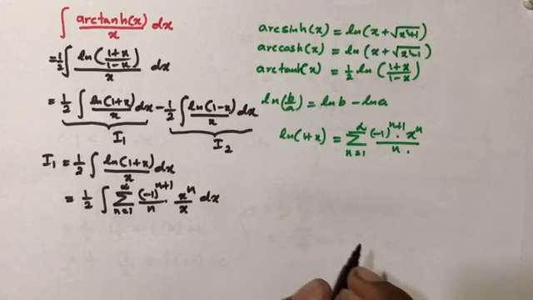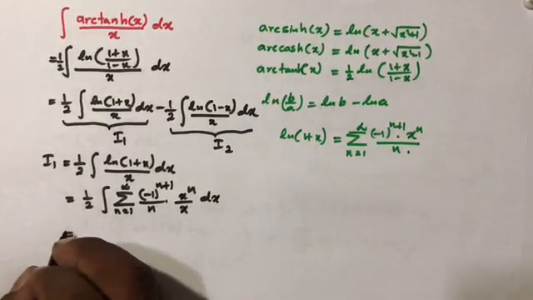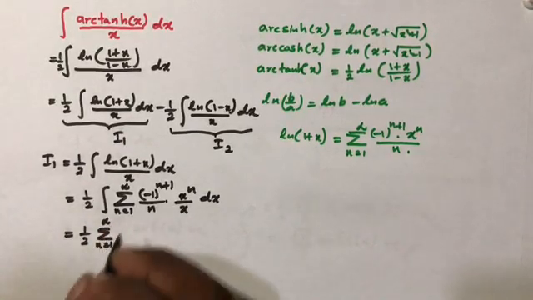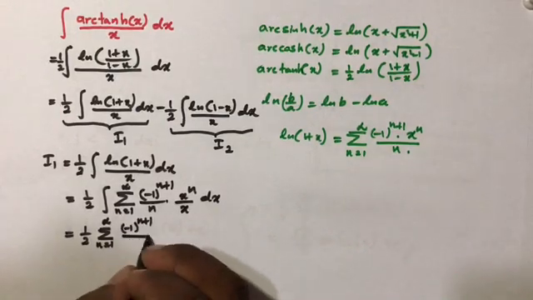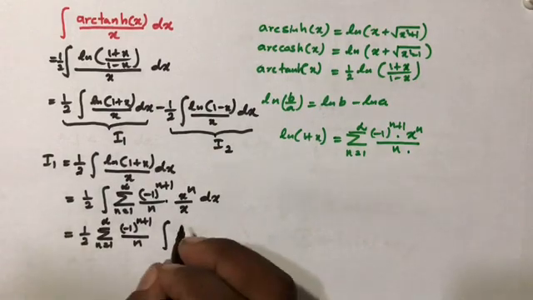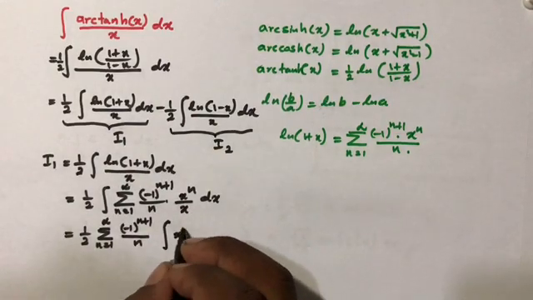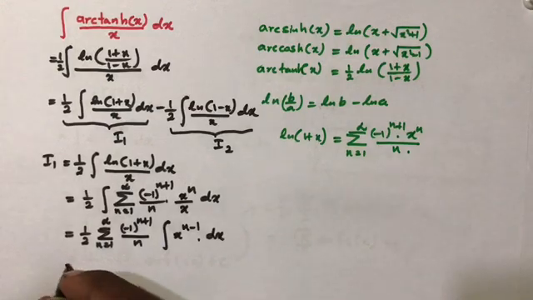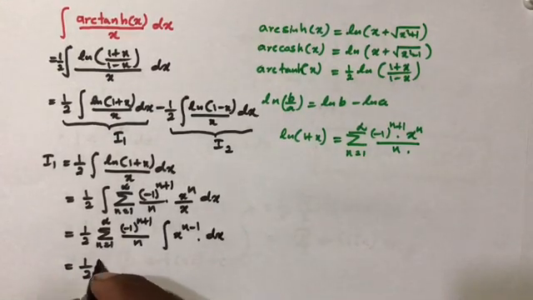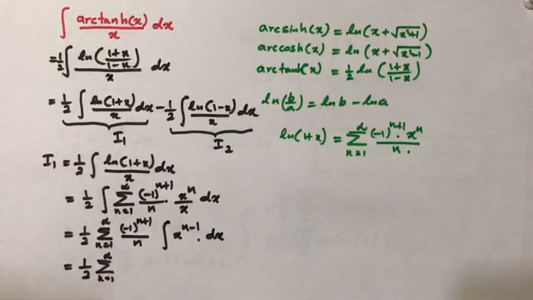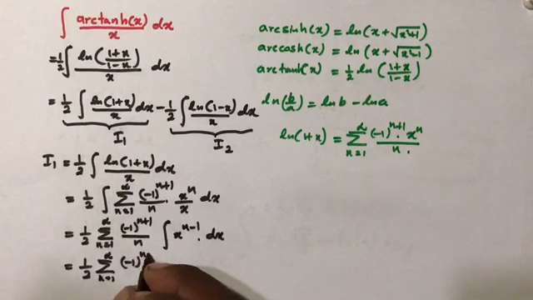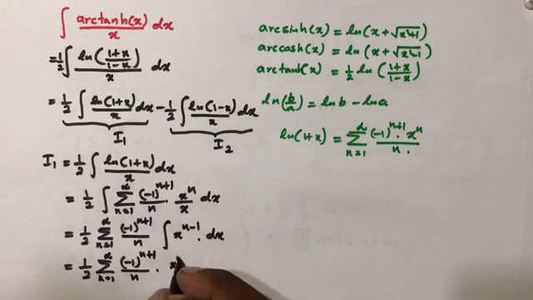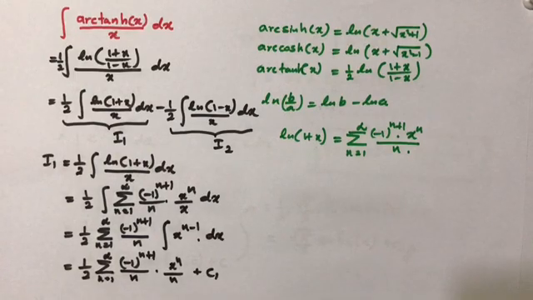Okay, then we can simplify. Now we can switch the integral sign and infinite sum. So we can write 1/2 infinite sum n equal 1 to infinity, minus 1 to the n plus 1 power over n, integral of x to the n over x, so x to the n minus 1 dx. Okay, now we can integrate and we can write 1/2 infinite sum n equal 1 to infinity, minus 1 to the n plus 1 power over n, and if we integrate x to the n minus 1, we know x to the n over n plus c1.